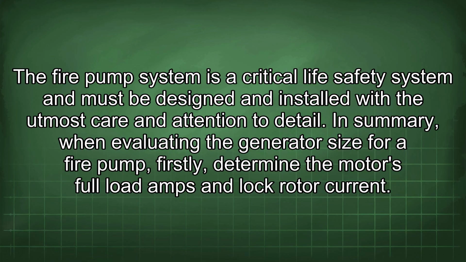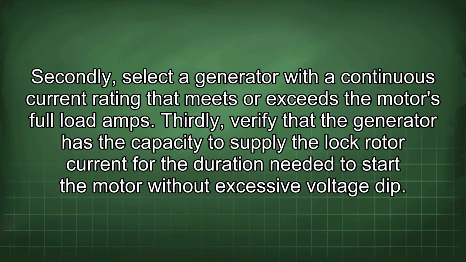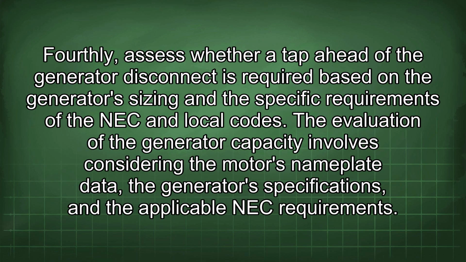Secondly, select a generator with a continuous current rating that meets or exceeds the motor's full load amps. Thirdly, verify that the generator has the capacity to supply the lock rotor current for the duration needed to start the motor without excessive voltage dip. Fourthly, assess whether a tap ahead of the generator disconnect is required based on the generator's sizing and the specific requirements of the NEC and local codes.